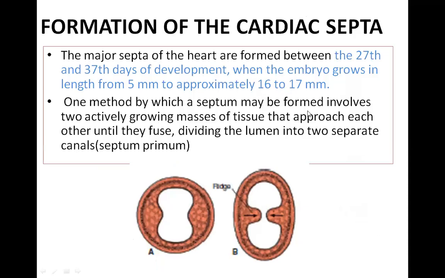Now the formation of the cardiac septa. There are three basic concepts behind how the cardiac septa are formed. The major cardiac septa of the heart are formed between the 27th and 37th day of development, when the embryo grows in length from 5 millimeters to approximately 16 to 17 millimeters.